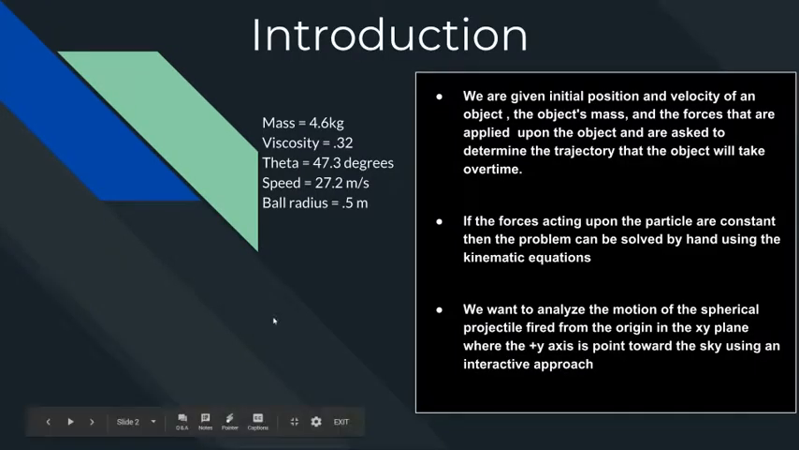A 4.6 kilogram ball with a radius of 0.5 meters is fired at an initial speed of 27.2 meters per second and at an angle of 47.3 degrees. It is traveling through a fluid with a viscosity of 0.32.